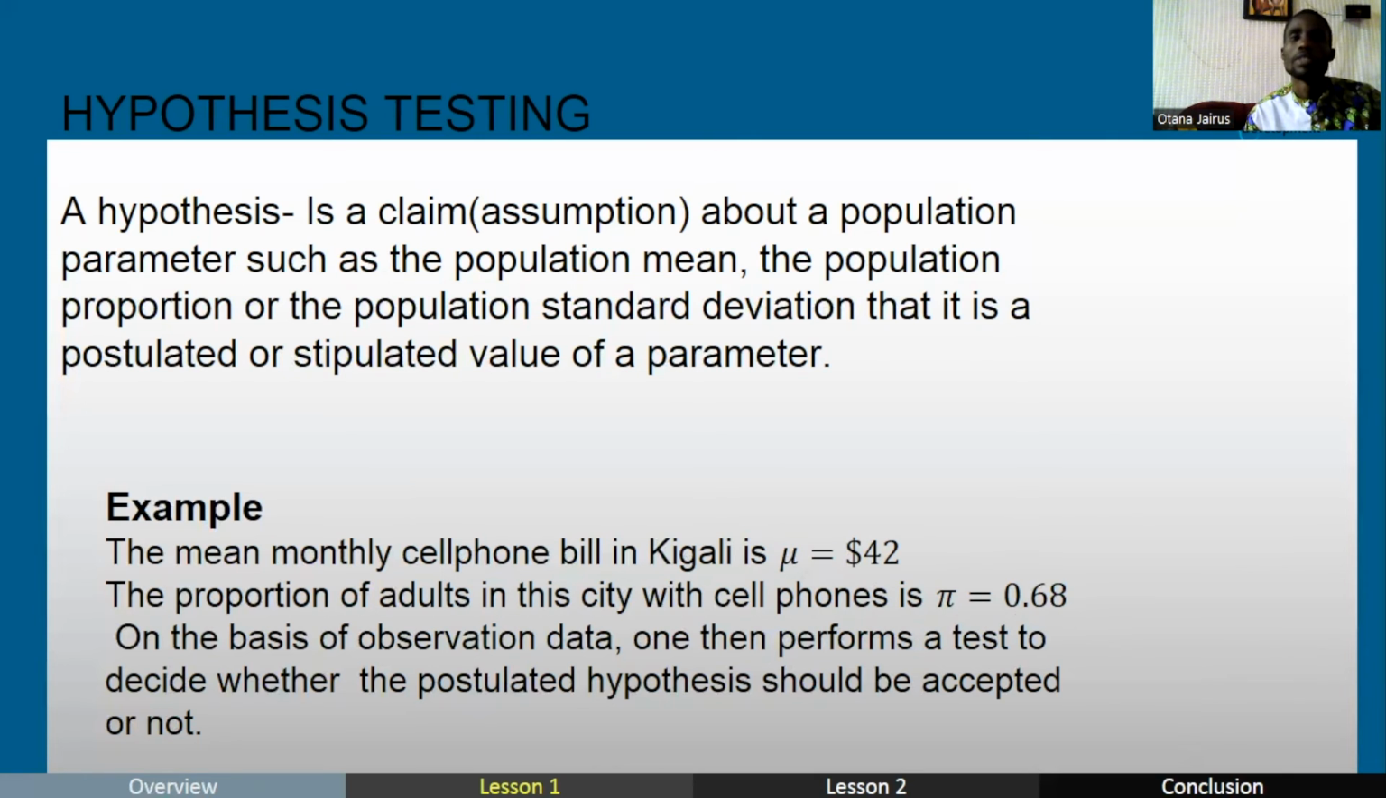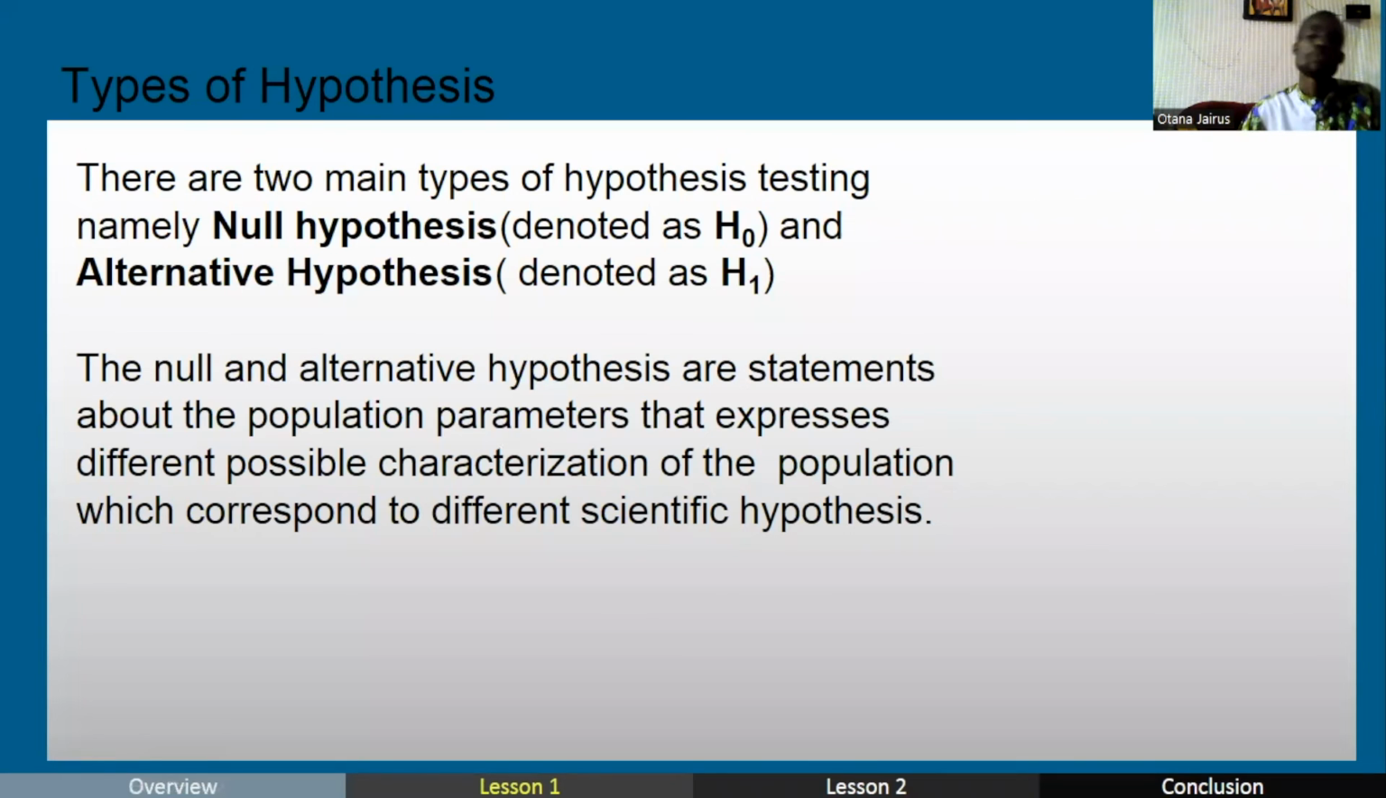If this claim is true, that's what we call hypothesis testing. So we have types of hypotheses, and mostly we have two types: the null hypothesis and the alternative hypothesis. The null hypothesis, we denote it by H naught, okay? H naught or H0. And the alternative hypothesis, we denote it by H1, okay? H1. This is the alternative hypothesis. So take note of the subscript, okay? 0 and 1, meaning that this one is the null hypothesis and this one is the alternative hypothesis.